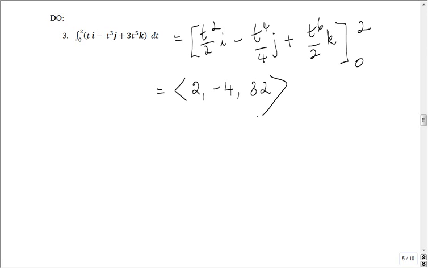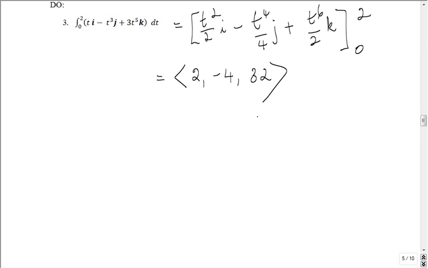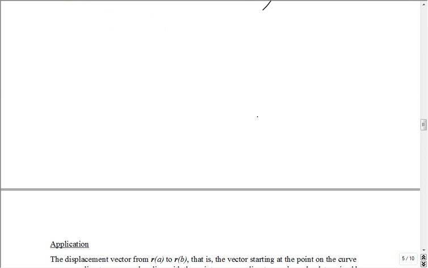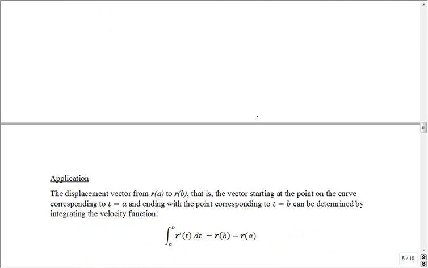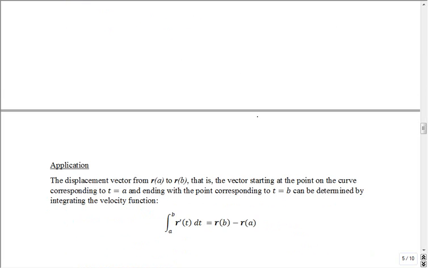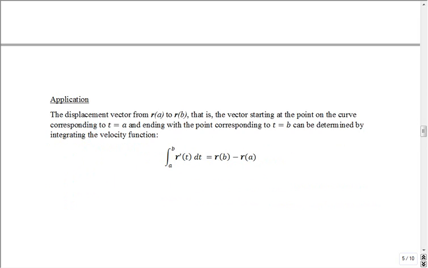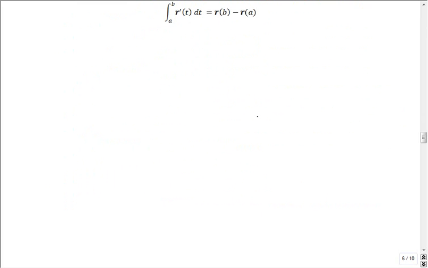Questions on this integration? And basically, I just listed an application of this. If you have a velocity function given by a path and you want to find the displacement vector, then you just integrate it. The displacement vector from r of a to r of b, that is the vector starting at the point on the curve corresponding to t equals a and ending with the point corresponding to t equals b, can be determined by integrating the velocity function r prime. So that's just an application I listed before we go on to the next topic.